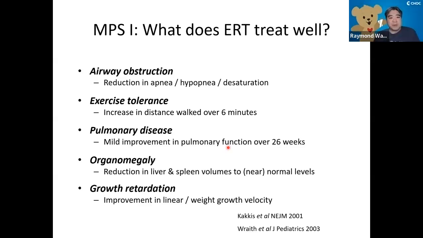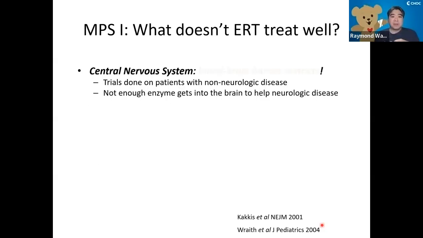There was an improvement in pulmonary function, a reduction in hepatosplenomegaly to near normal levels. If you think about it, the liver and the spleen are a place where ultimately a lot of enzyme ends up going. And generally because these patients were beginning to feel better, be sick less frequently, there was an initial improvement in linear and weight growth velocity. And here are the references to the original publications.